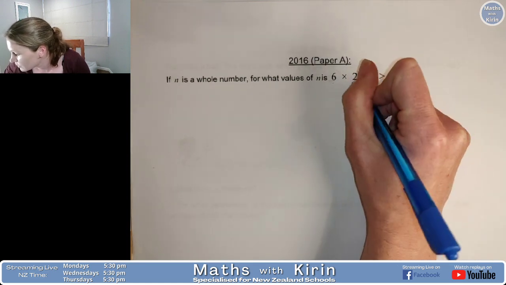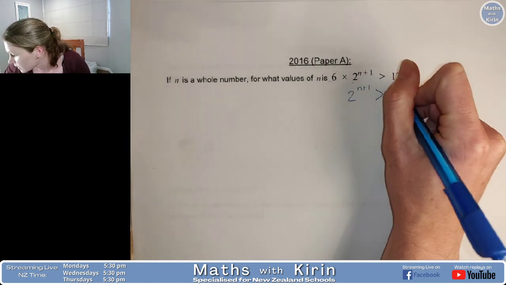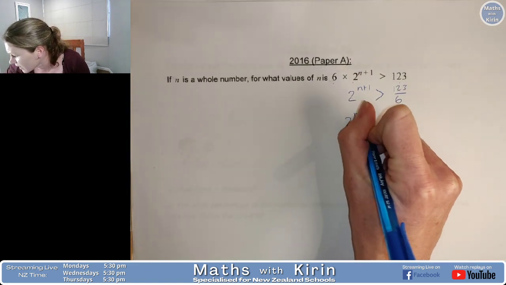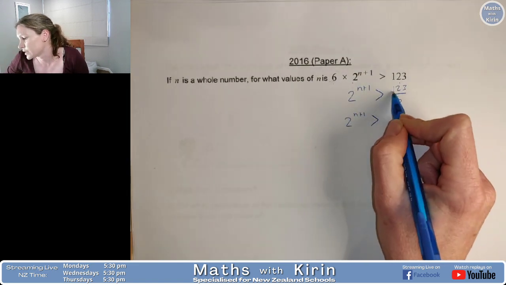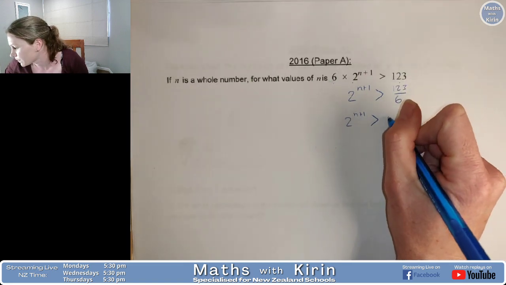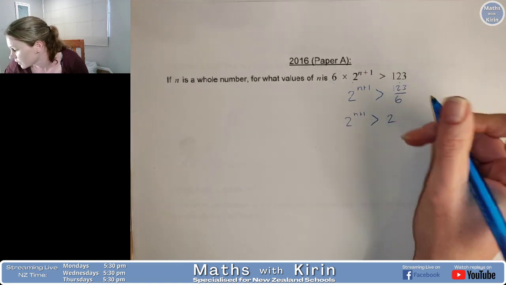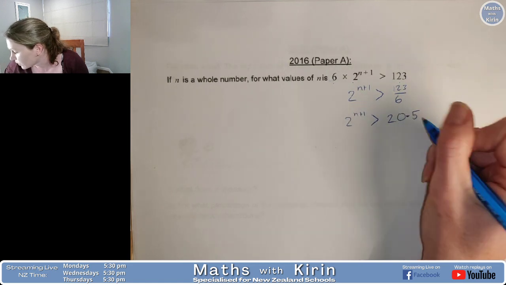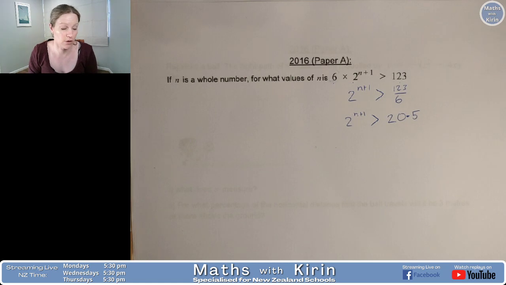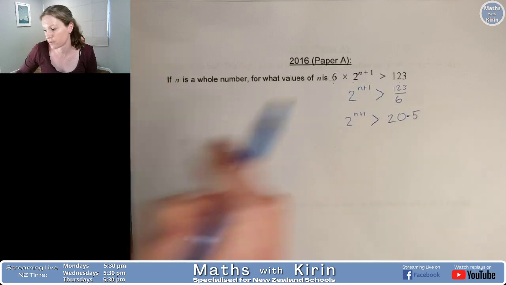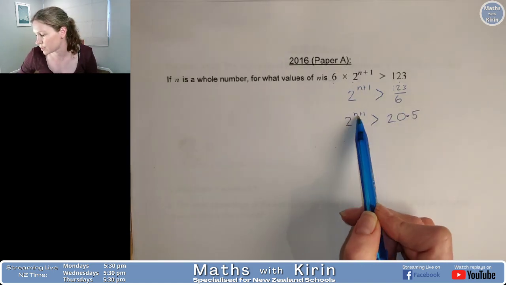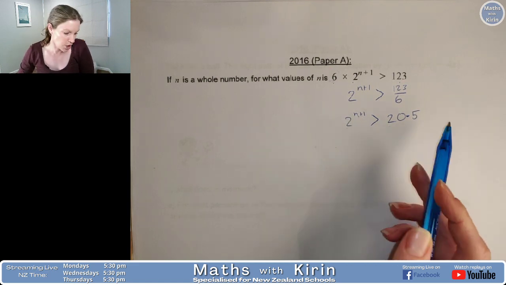So we get 2 to the power of n plus 1 is greater than 123 divided by 6. Okay, and if we simplify that, 6 goes into 12 twice, and doesn't go into 3, and with our remainder we end up with 20.5. Or you could write that and just simplify your fraction if you want to. 20.5 is probably a little easier to understand. So 2 to the power of n plus 1 has to be greater than 20.5.